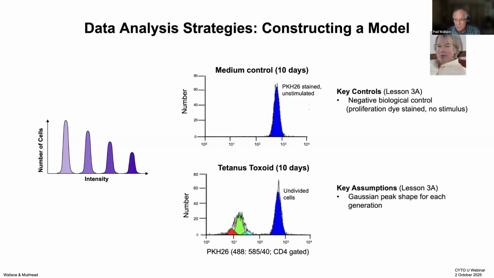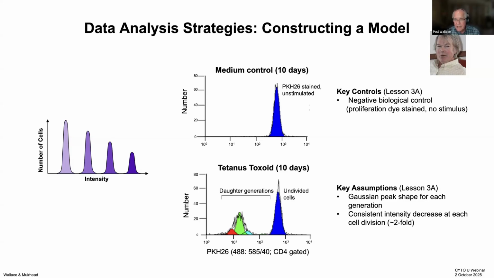Instead, we use modeling curve fitting software, in this example developed by Bruce Bagwell, to extract the additional information encoded in the detailed shape of the dye dilution histogram. Construction of a dye dilution model uses the same critical controls as an enumeration model. First, the stained but unstimulated control is used to estimate where undivided cells fall within the dilution profile of the stimulated sample, and the width of the Gaussian peaks are used to model the cells.